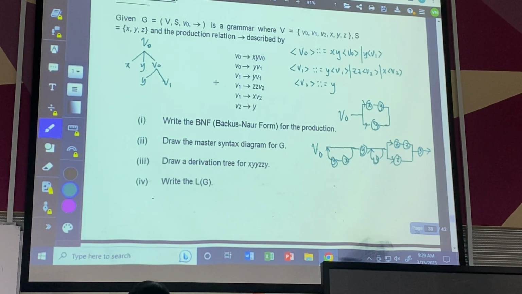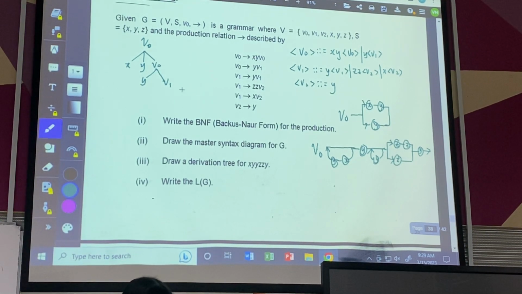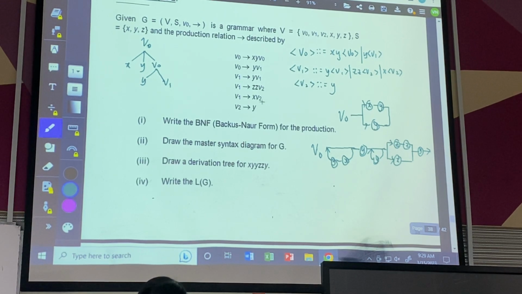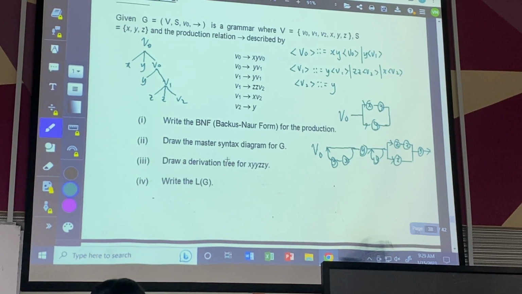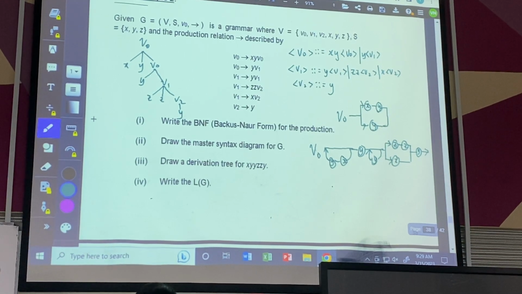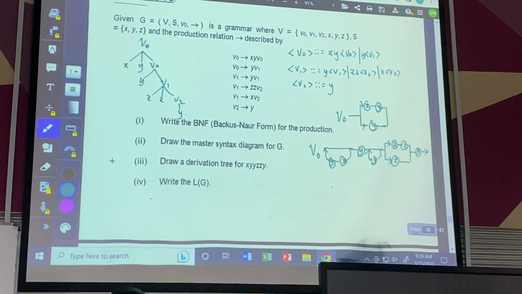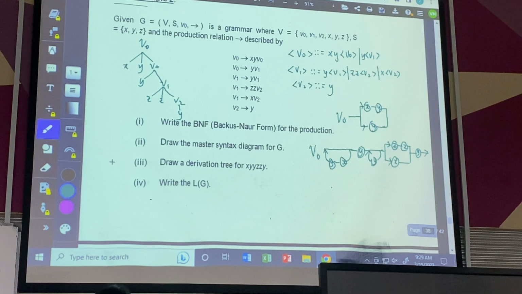Okay? And then after that, followed by z, z, y, right? So how to get the z from v1? Substitute z, z, v2. Okay? So here you have z, z, v2. And the last one is y. So the v2 we substitute with y. So the string you get now is x, y, y, z, z, y. This is the derivation tree for the string asked by the question. So you need to continue from the non-terminal only, yeah?